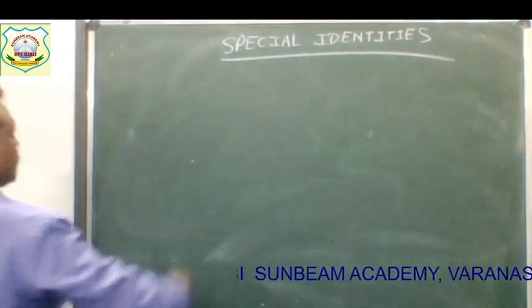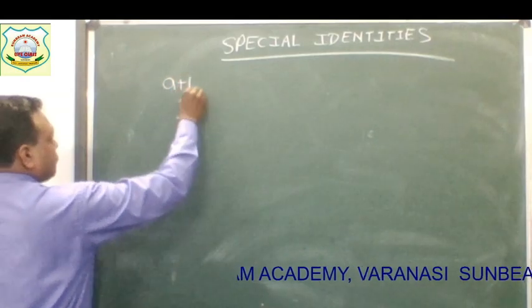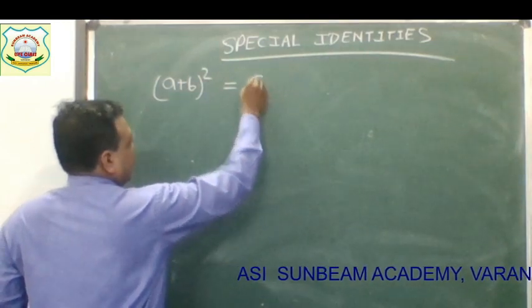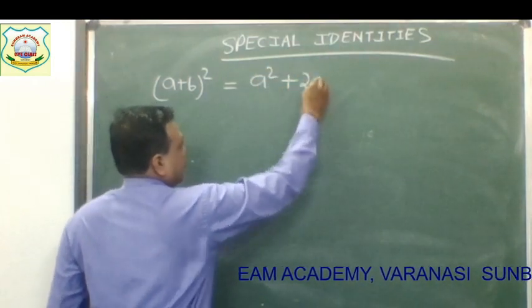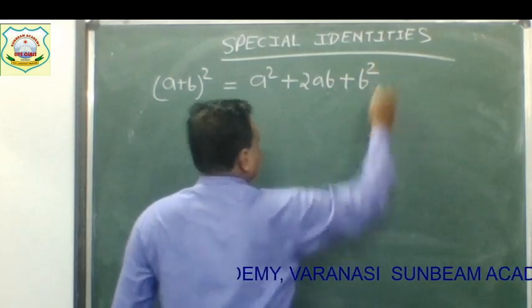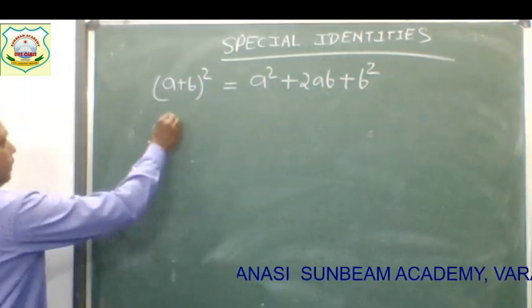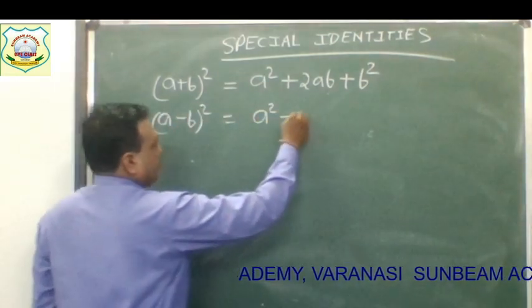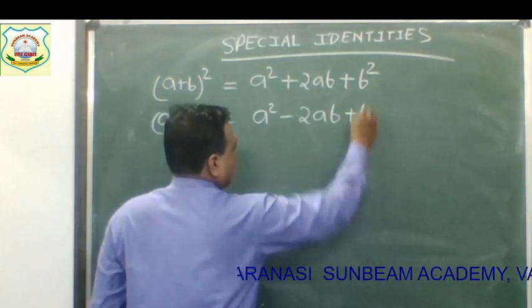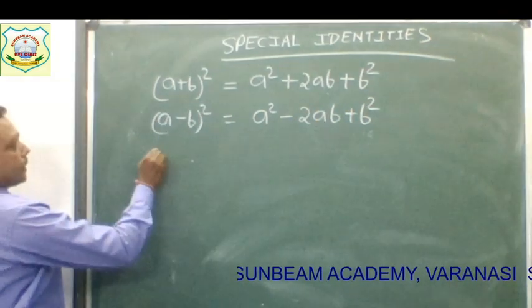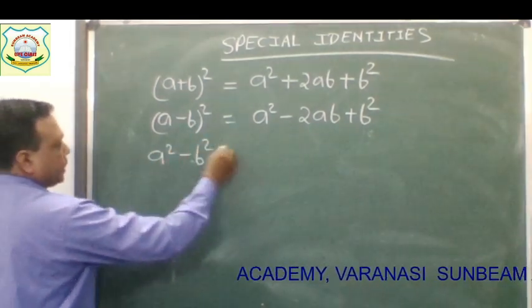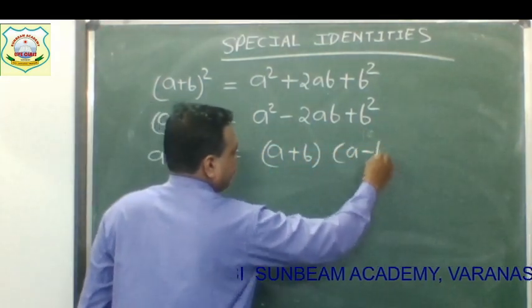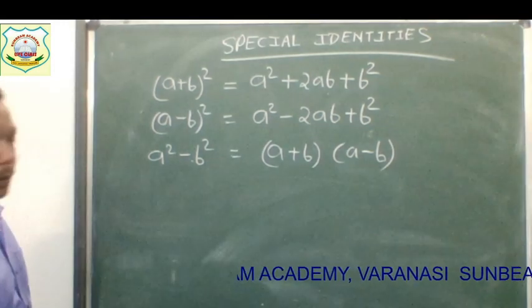The first formula is a plus b whole square, that is a square plus 2ab plus b square. Now students, second one, a minus b whole square. Then what can we write? a square minus 2ab plus b square. And third one, a square minus b square, that is given as a plus b and a minus b. These three identities we will do here.